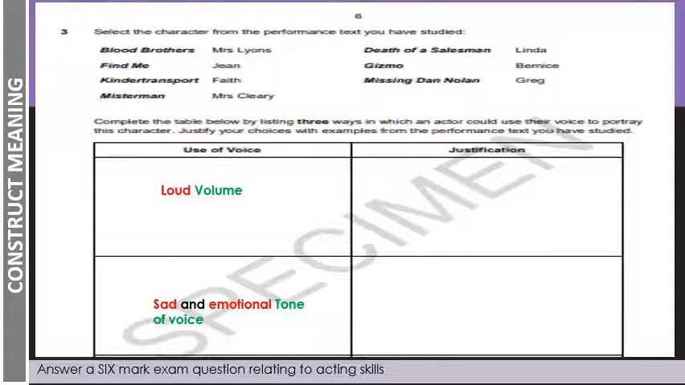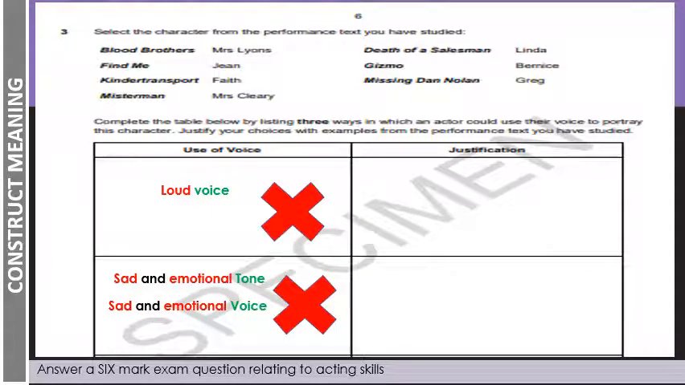So I gave you a keyword sheet and an adjective sheet. Now on this example, all of the keywords are in green and the adjectives are in red. So you can see how I've used them together. So use of voice, loud, volume. That would be perfectly acceptable and I would get 1 mark for that. The next box down, sad and emotional, they're my adjectives, tone of voice. That would also be perfectly acceptable. I would get 1 mark for that. So nice and easy, 2 marks.